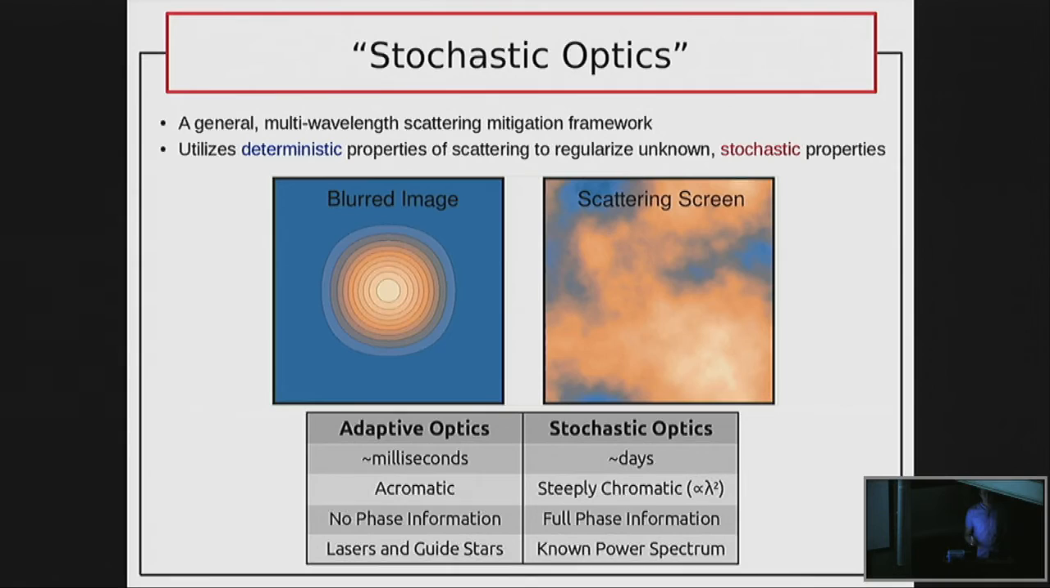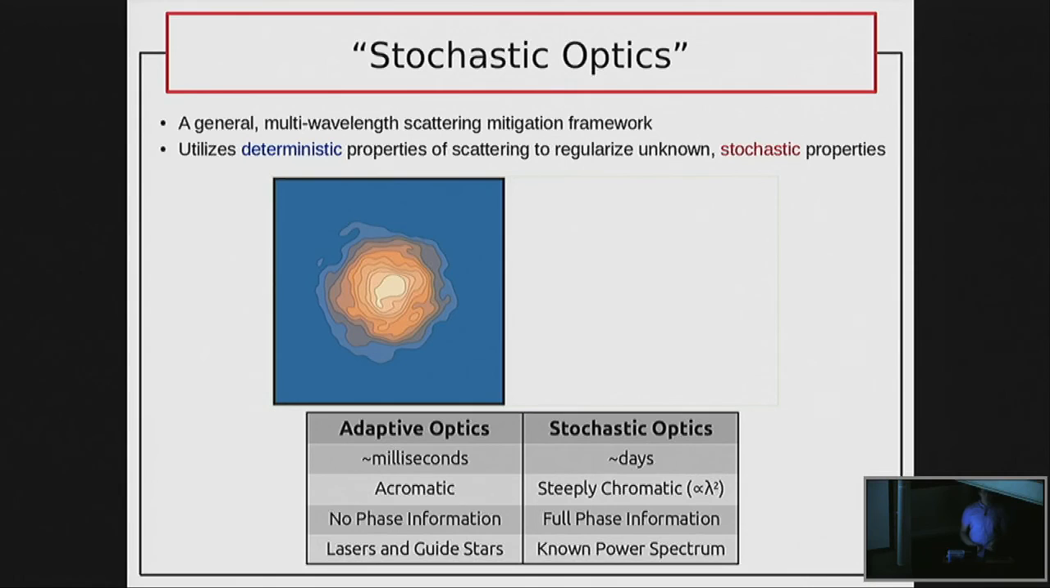We're going to reconstruct two images at the same time. We're going to reconstruct the unscattered image in parallel with reconstructing that large-scale stochastic phase screen. And if we take the two of those and we slide the phase screen over that blurred out unscattered image, what you get back is the image that has all the small scale structure that you actually see on the sky.